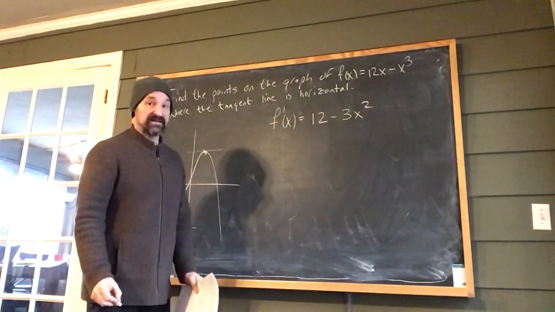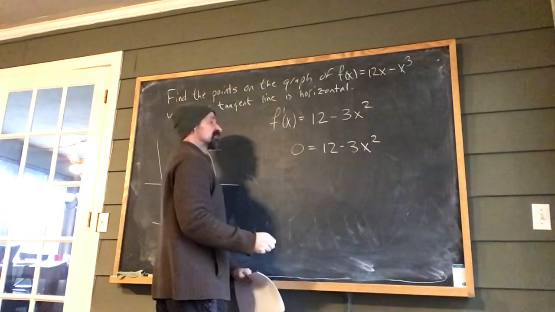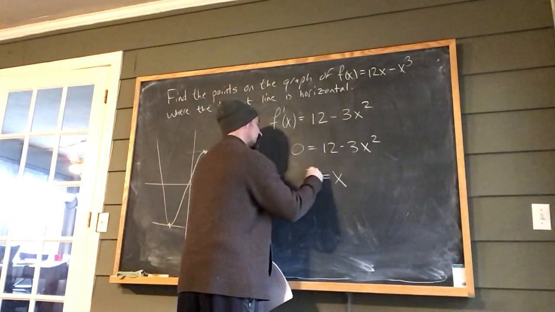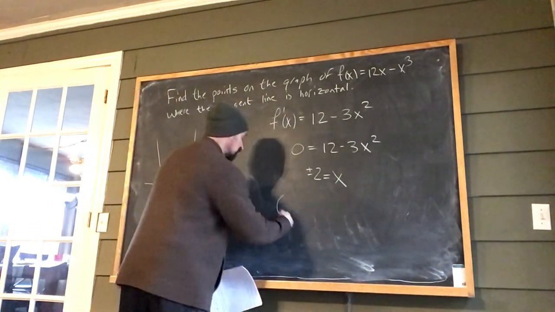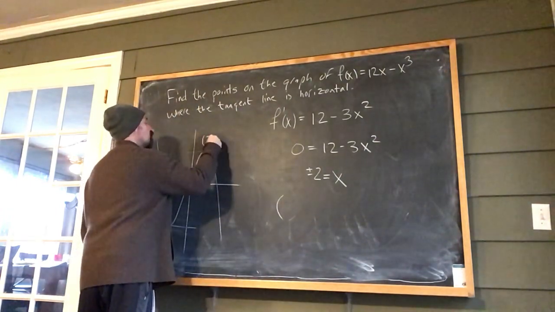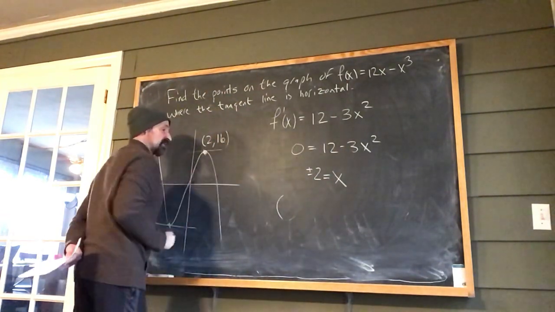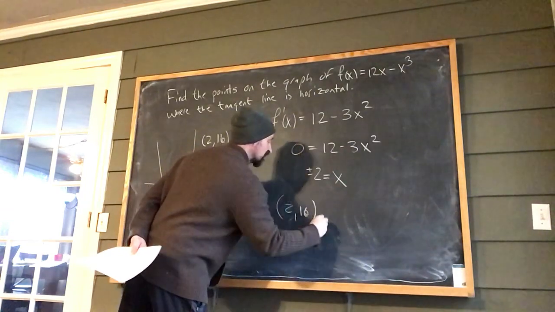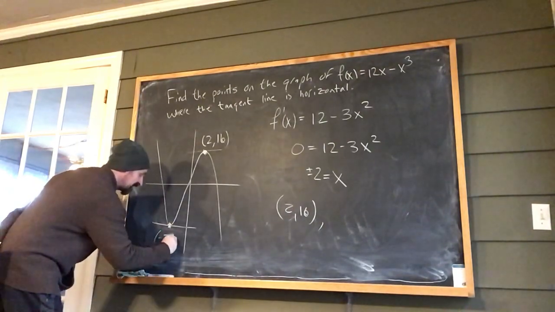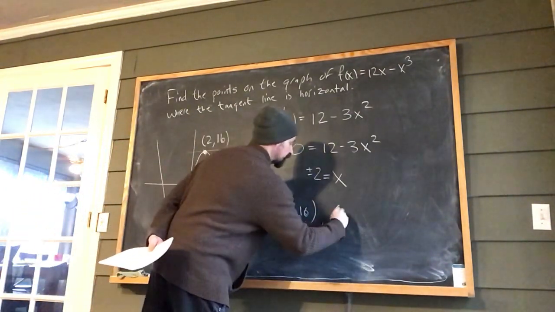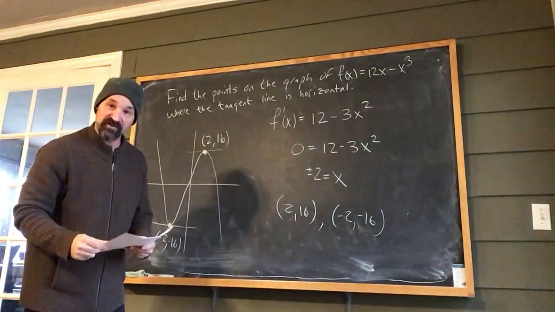I want to know when it is equal to 0. Setting it equal to 0 and solving, we're going to get x equals plus or minus 2. And so the points then: this point right here has x coordinate 2 and y coordinate f of 2, which is 16. So there's one point. And then the other point over here, x coordinate is negative 2, y coordinate is negative 16. Okay, so that's a real typical type problem.